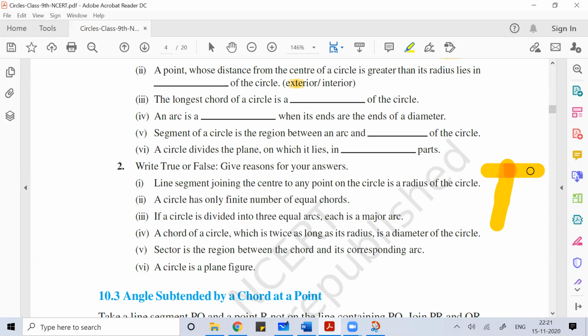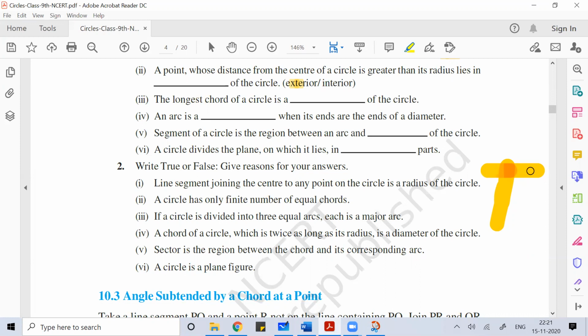Then the next statement is a chord of the circle which is twice as long as the radius. Okay. That is the diameter of the circle. That is true.